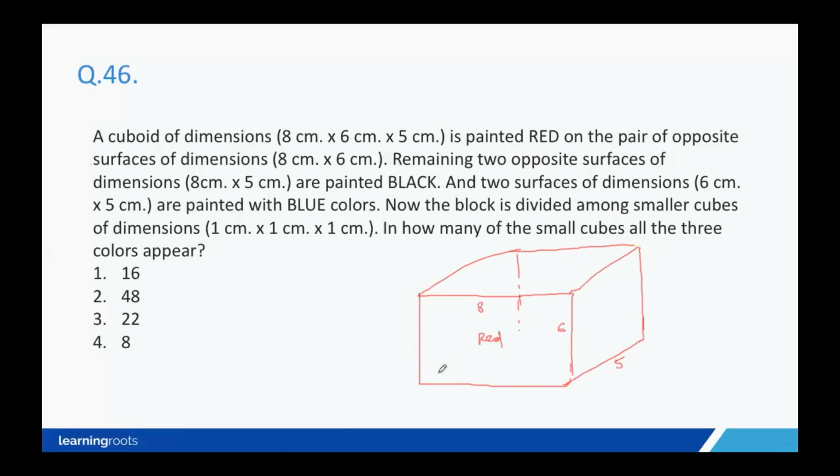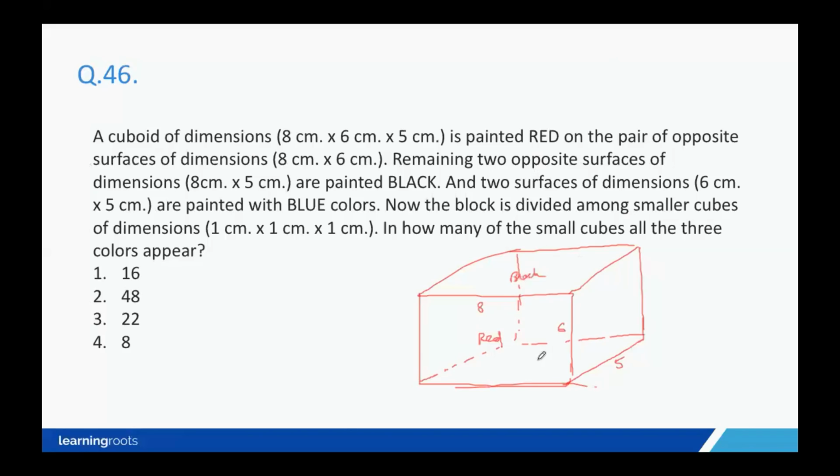Okay, so if I draw this, right? So this front surface is red, and the surface at the back is also red. What else is given? Remaining two opposite surfaces of dimensions 8 cross 5. So 8 cross 5, 8 cross 5 will be painted. So this is 5, okay, and this is 8. So clearly the top and the bottom. So the top here is painted black, and similar is the case with the bottom.